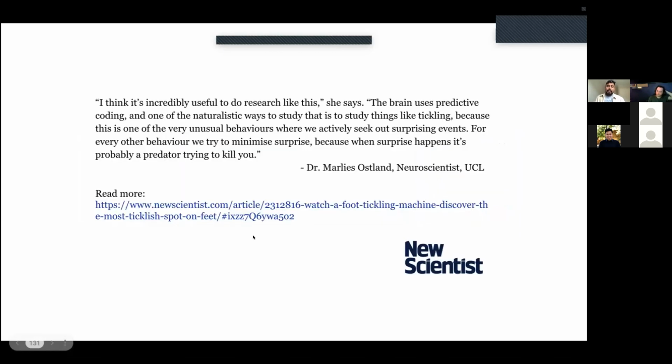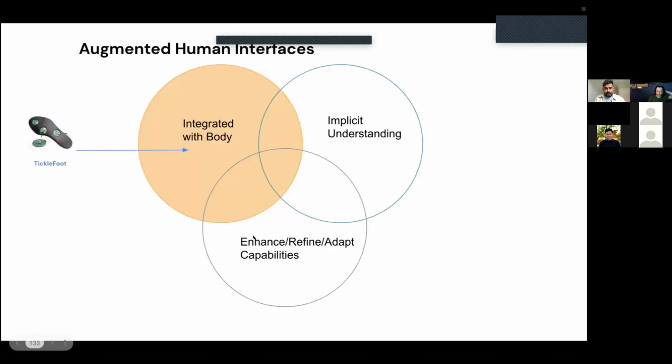Recently New Scientist published an article about this work, and we found that the findings of this emotional exploration were of great interest to many psychologists and neuroscientists, and they want to use this device in their research. Especially, they think they can identify the predictive coding of the brain by using such an interface. So we are looking forward to working with them in future.